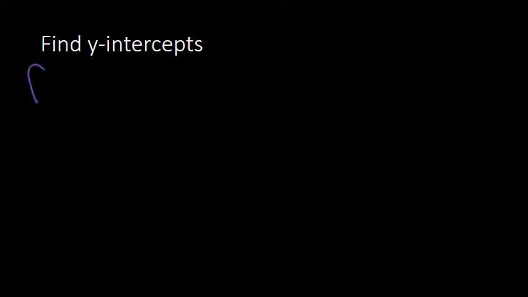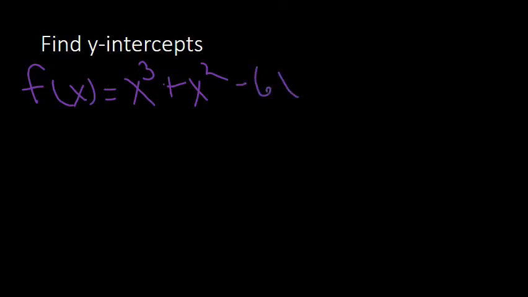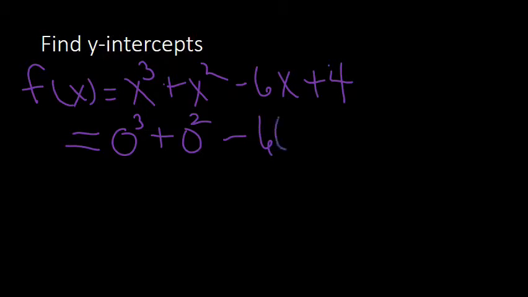So let's say that we've got a function here, f of x equals x cubed plus x squared minus 6x plus 4. So taking this on the steps that we're going to do, of course, when we are looking to find the y-intercepts, we're going to set the value of x to 0. So this would be 0 cubed plus 0 squared minus 6 times 0 plus 4.